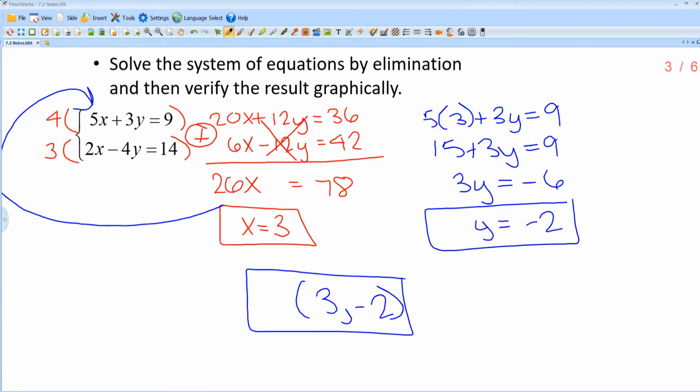Again, graphically, if I were to graph this using my graphing calculator, I'd see 2 linear functions, meaning straight lines that intersect in one point, and that point should be (3, -2).